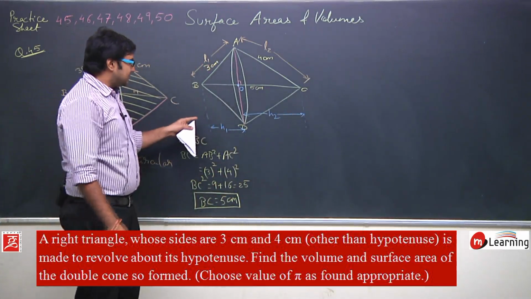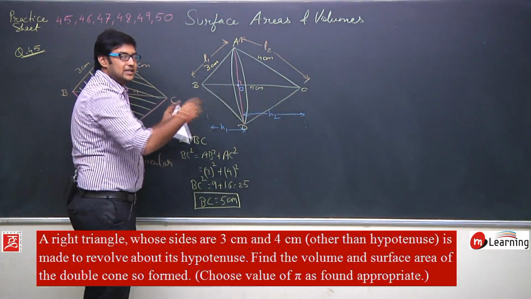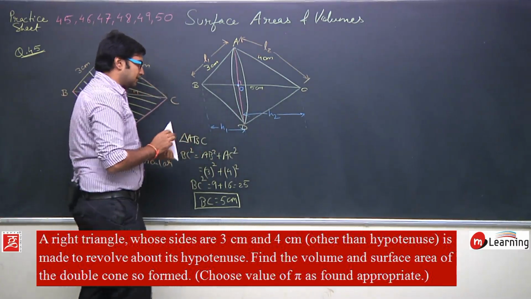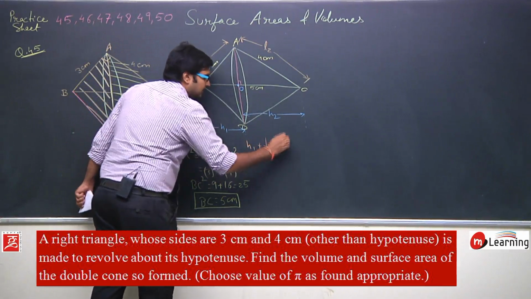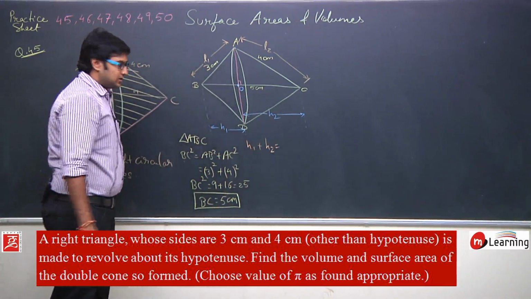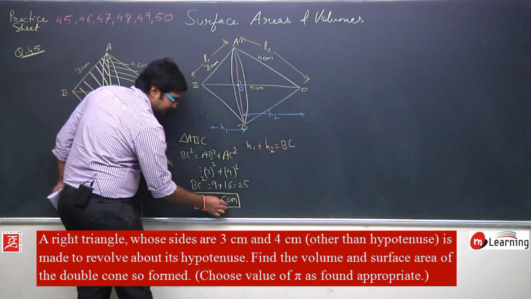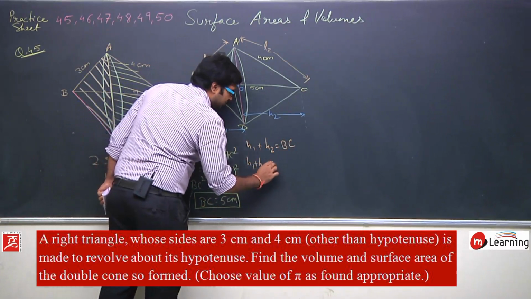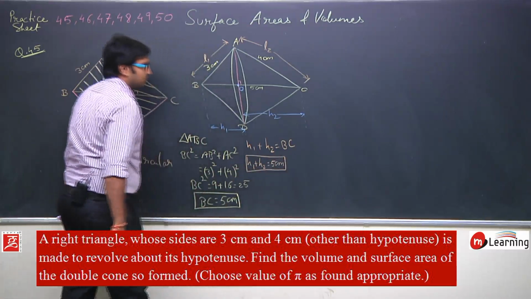So I can see that OB and OC total will give you BC. Okay, OB plus OC is BC. So I can say that H1 plus H2, that is the height of two cones, is equals to BC, and we know that BC is 5 centimeter. So I can write H1 plus H2 is equals to 5 centimeters. This is what I can have.